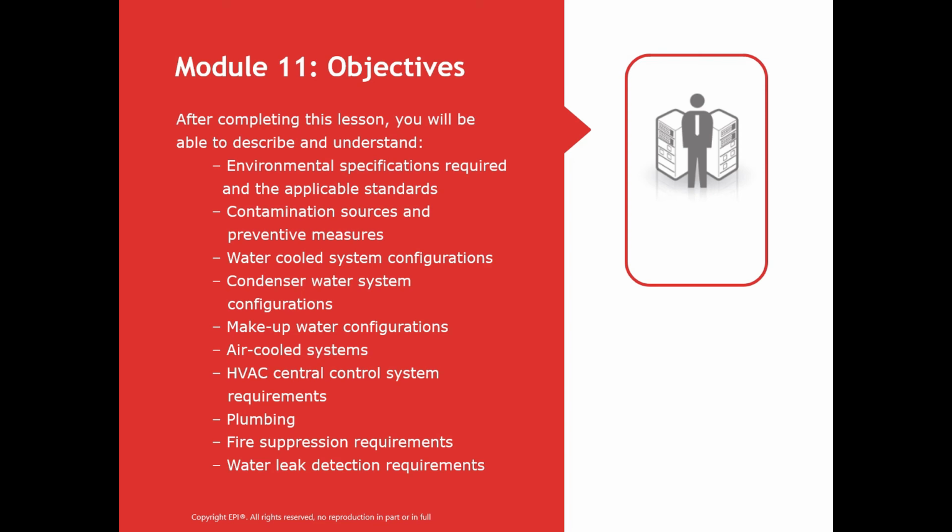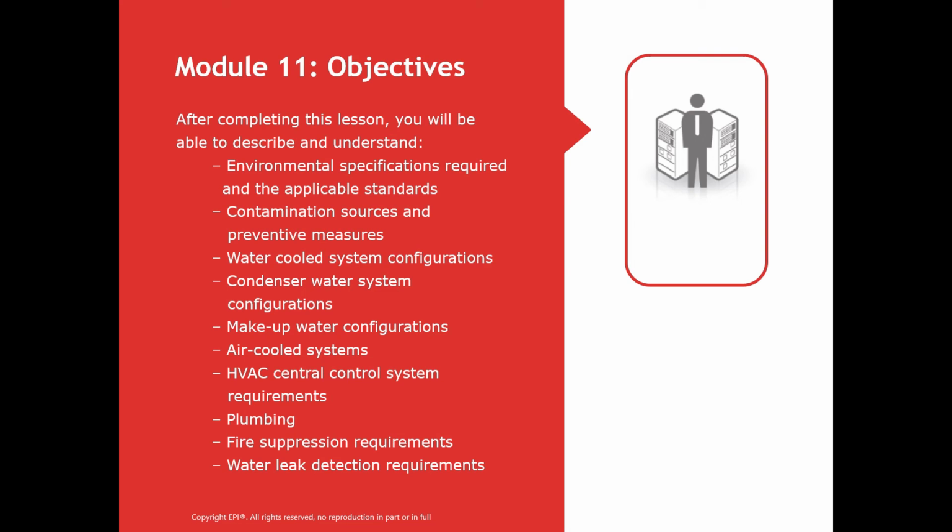Under Module 11, we will investigate and look at the various mechanical systems in the data center. Mechanical systems typically refer to cooling systems. However, they also relate to other aspects as well in terms of environmental specifications. So we'll look at the various requirements around ensuring that we have a compliant data center. We will look at various contamination sources and how TIA recommends we prevent or mitigate against them. We'll look at the various cooling systems and the configurations and how to apply it to the rating level.